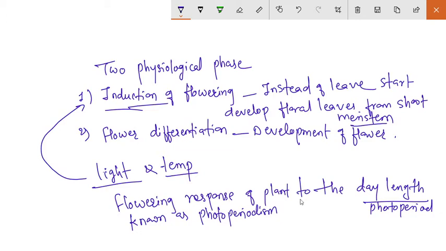So the flowering response of plant to the photoperiod is known as photoperiodism. And the second, that is related with the light. This photoperiodism is related with the light. And what about the temperature? The flowering response to the low temperature.